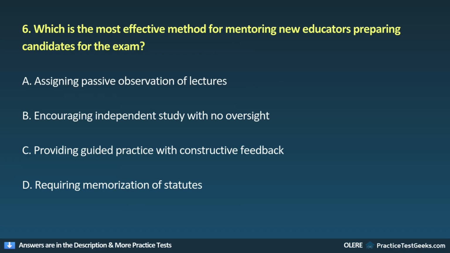6. Which is the most effective method for mentoring new educators preparing candidates for the exam? A. Assigning passive observation of lectures. B. Encouraging independent study with no oversight. C. Providing guided practice with constructive feedback. D. Requiring memorization of statutes.